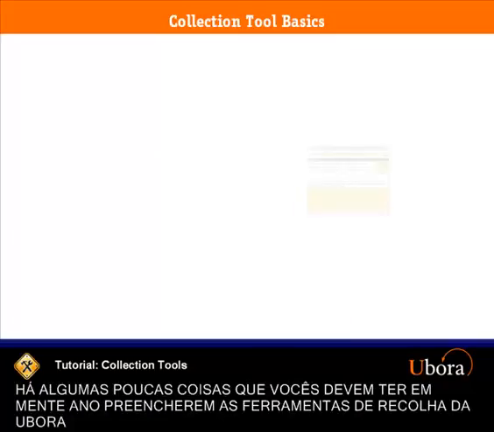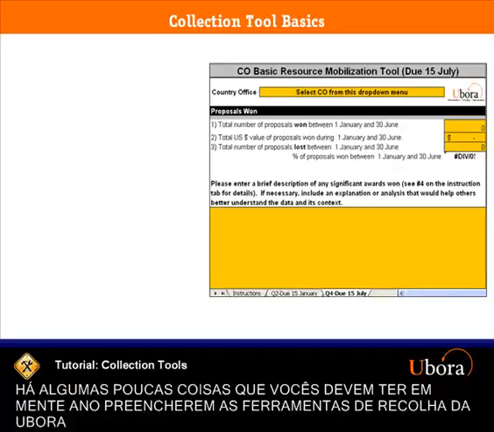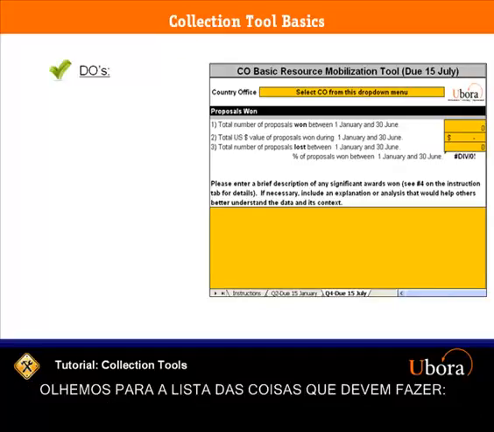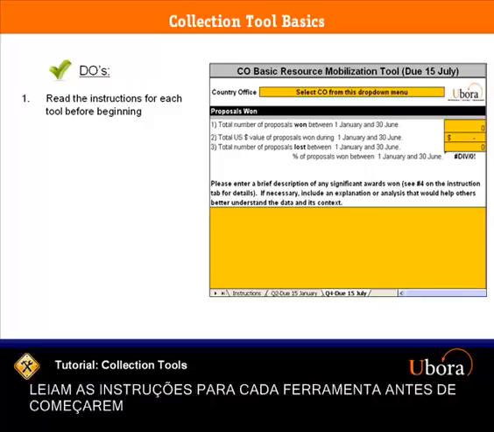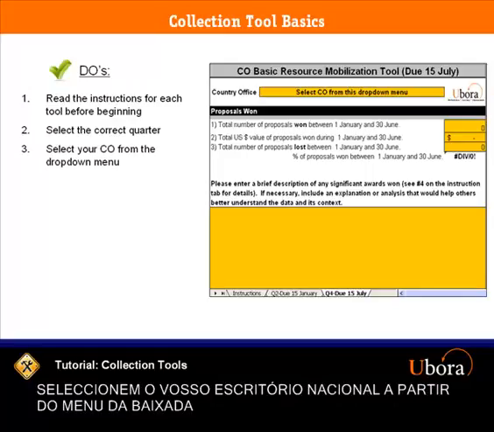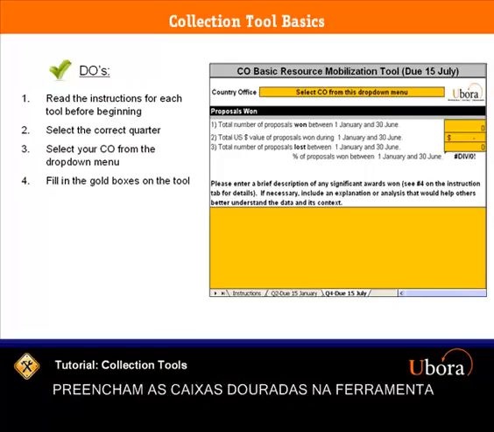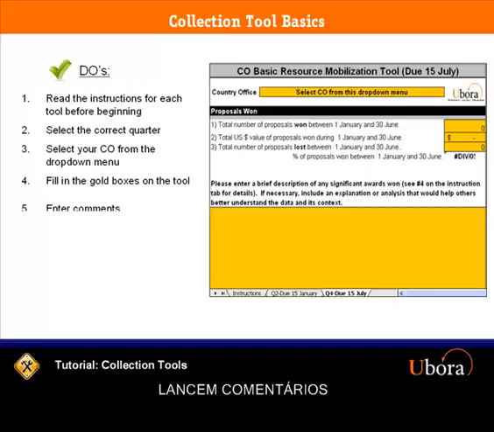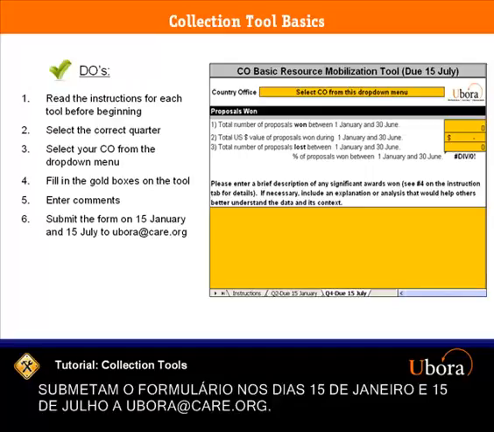There are a few things you should keep in mind when completing Ubora collection tools. Let's look at a list of things you should do. Read the instructions for each tool before beginning. Select the correct quarter. Select your CO from the drop-down menu. Fill in all of the gold boxes. Enter comments that provide context to the data being entered. This information will be used to inform analysis across COs, RMUs, and CARE USA, and then submit the form on January and July 15th to ubora@care.org.